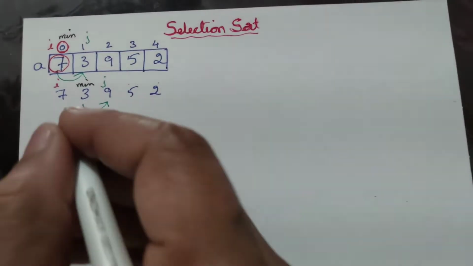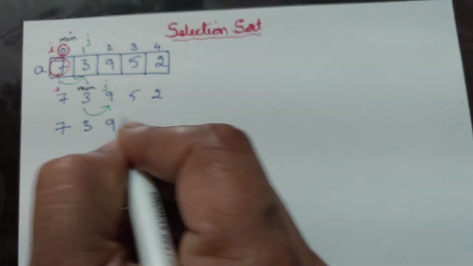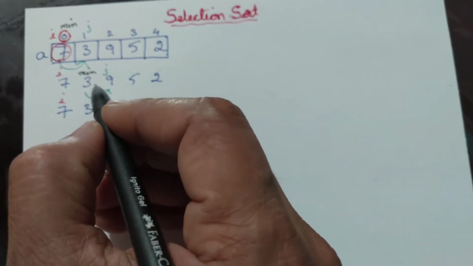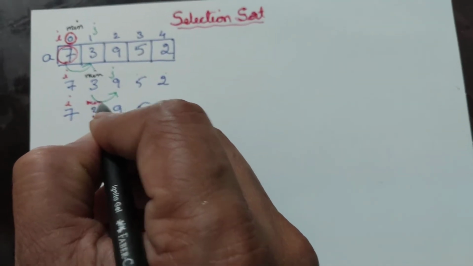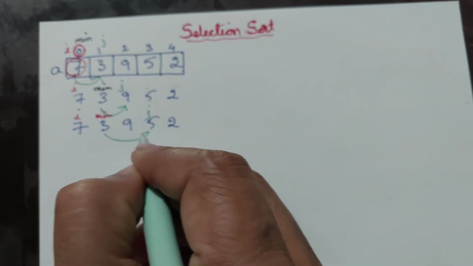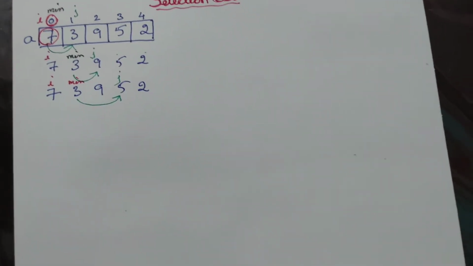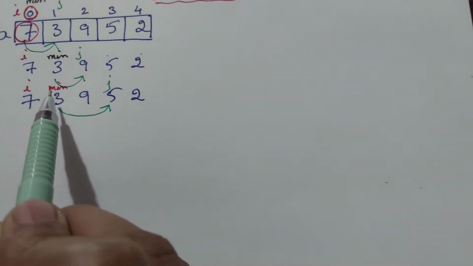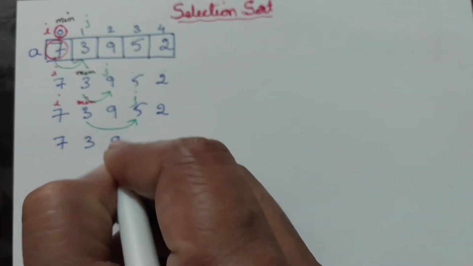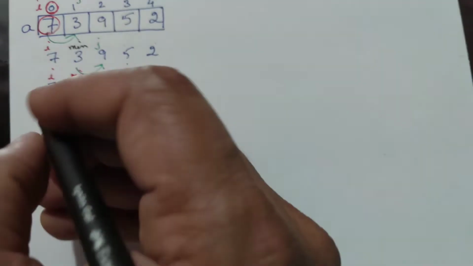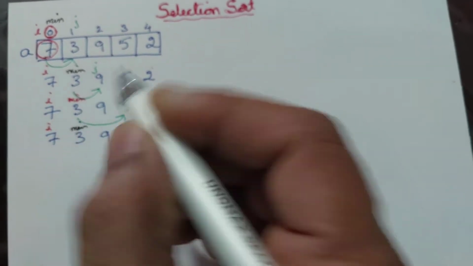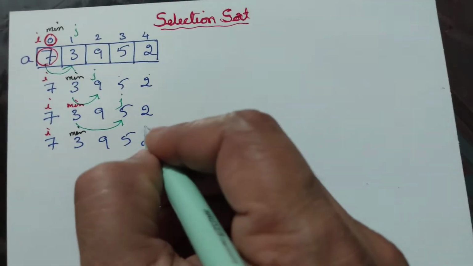So 7, 3, 9, 5, 2. My I position is my initial selected position, and this is my min only. Then I increment j from 2 to 3 and compare this with this one. Again it indicates that the minimum element is stored in position 1 only, so I'm not going to change anything. I keep all the elements as they are. My selected position is still this one, my min position is still position 1, and I increment j to the last position.